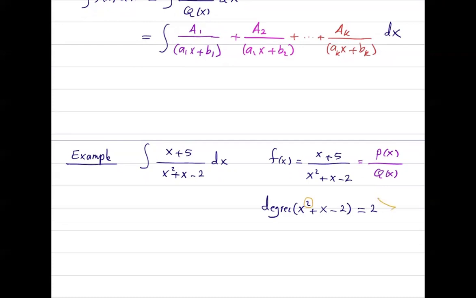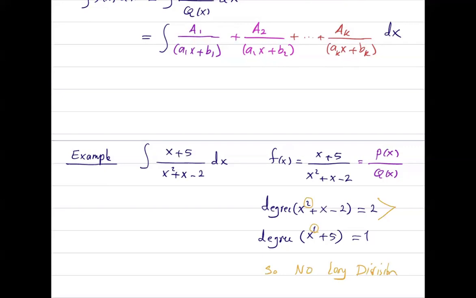And indeed, it is more than the degree of the numerator, which is x plus 5, or 1. Here you have an invisible 1, and this is the degree of your numerator. So what's the meaning of that? It means that we cannot do any long division. So no long division here.